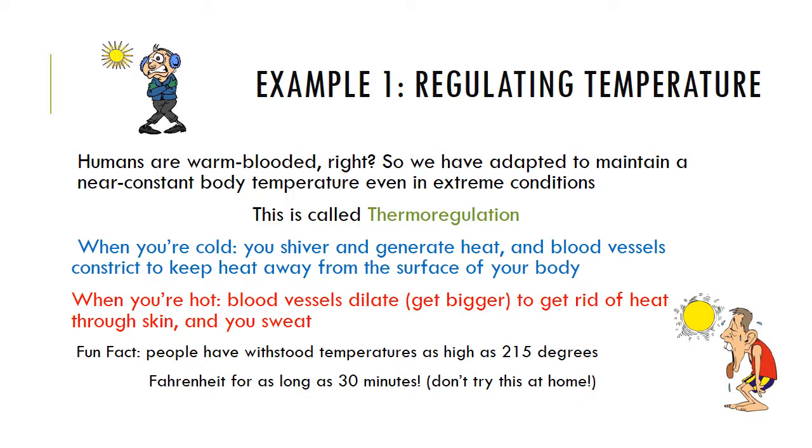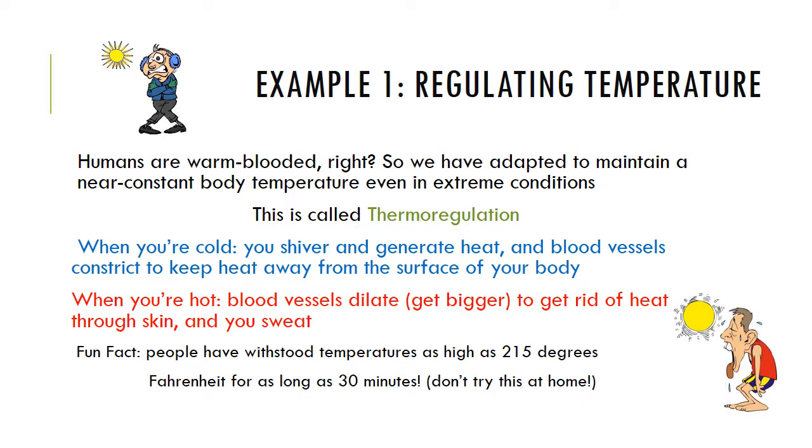Humans are warm-blooded, so we have adapted to maintain a near constant body temperature even in extreme conditions. This process is called thermoregulation, so thermo refers to temperature, okay? For example, when you're cold, which probably happens every day during the winter, you're going to shiver. When you shiver, you generate heat because your muscles contract. The blood vessels constrict, which means they get smaller, to keep heat away from the surface of your body, and that way you can keep the heat inside your body.